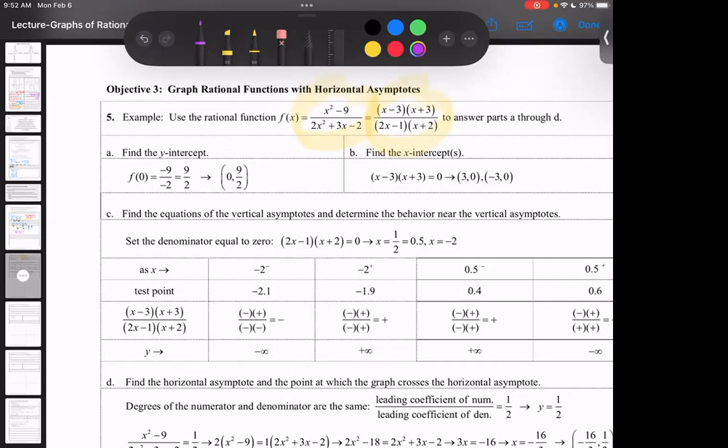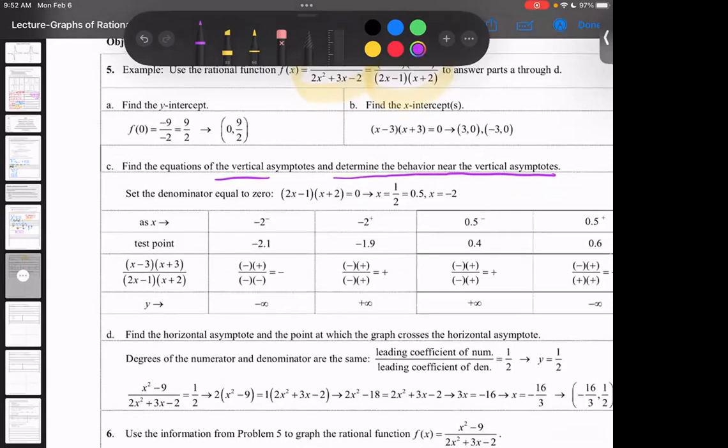Next, you're going to find the equation of the vertical asymptote, which is also easy. All you have to do is set what? Set the denominator equal to 0 and solve, right? So that's easy. And then you determine the behavior near the vertical asymptote. And how do I do that? Well, here is the table of how you're doing that.